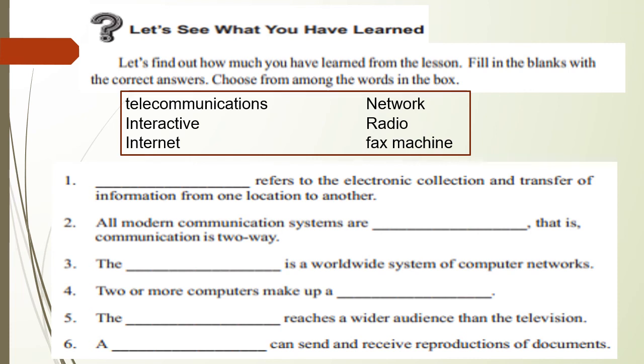Number 1. Blank refers to the electronic collection and transfer of information from one location to another. 2. All modern communication systems are blank. That is, communication is two-way. 3. The blank is a worldwide system of computer network. 4. Two or more computers make up a blank. 5. The blank reaches a wider audience than the television. And 6. A blank can send and receive reproduction of documents.